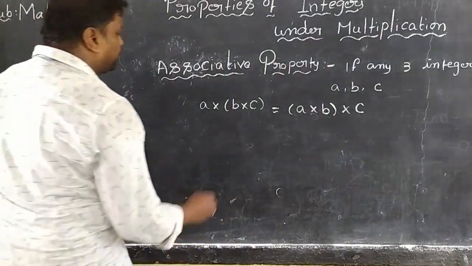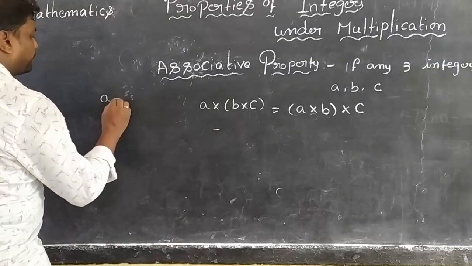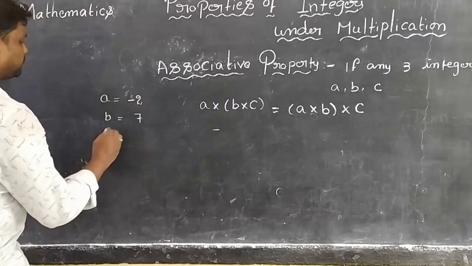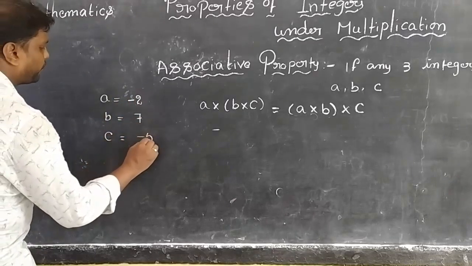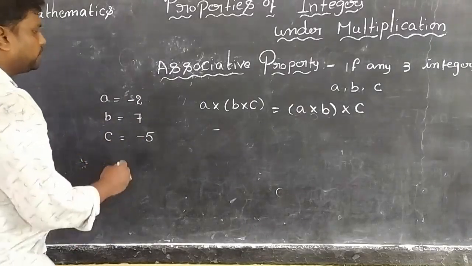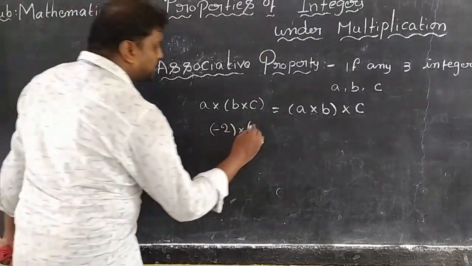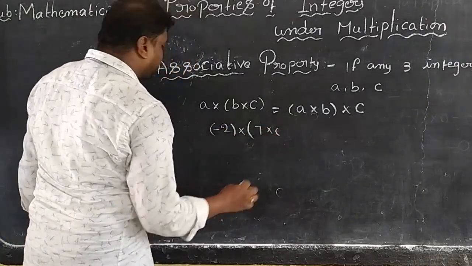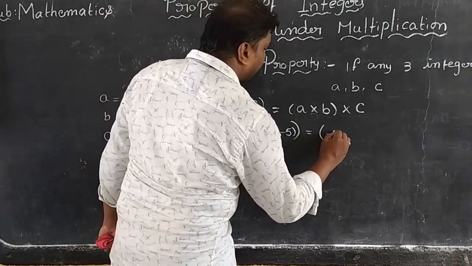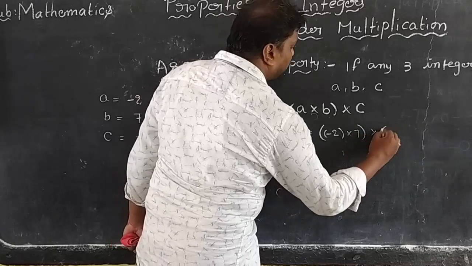Now we'll take one example. a is equal to minus 2, b is equal to 7 and c is equal to minus 5. Now just apply minus 2 into 7 into minus 5 is equal to minus 2 into 7 into minus 5.